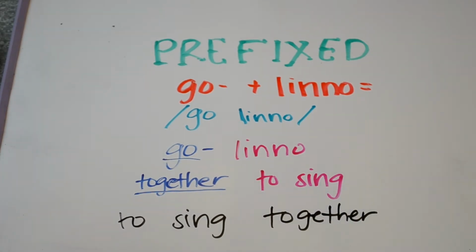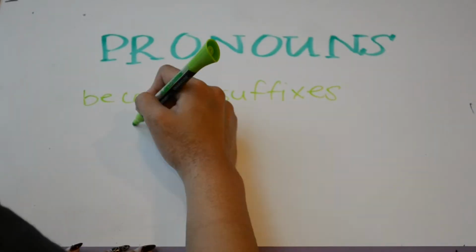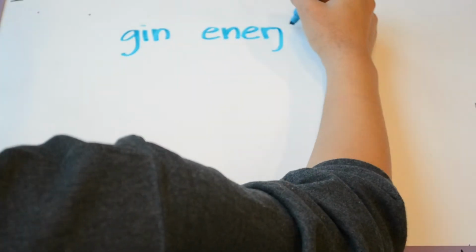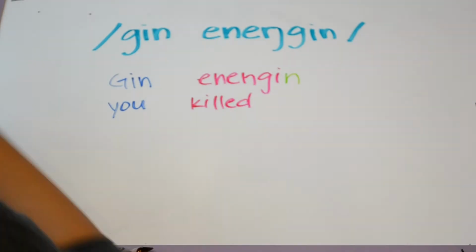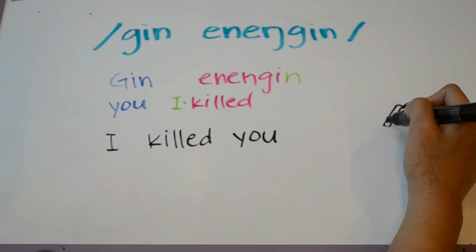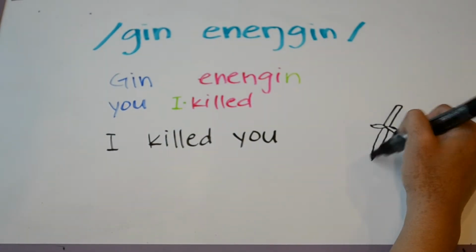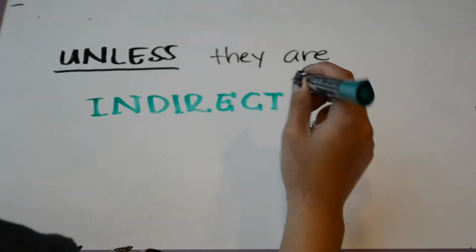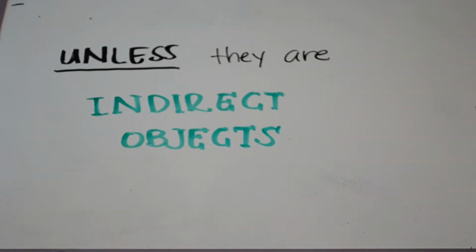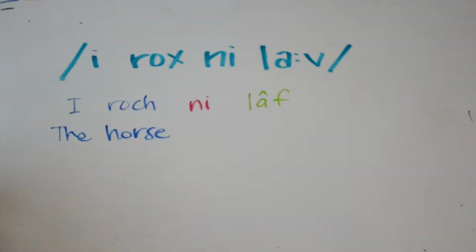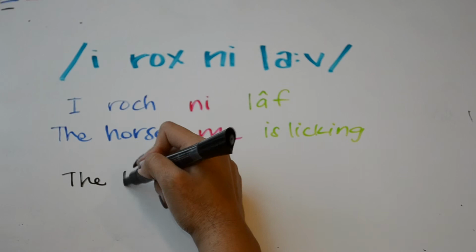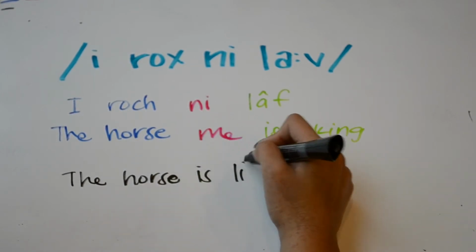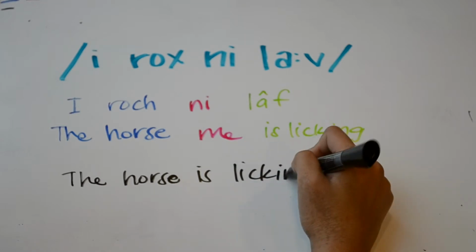Now let's take a look at something more complex, pronouns. Sometimes pronouns become suffixes added onto verbs, much like in Romance languages, such as gin, ginarin. I becomes part of killed. Except when pronouns are indirect objects, then they are treated as direct objects, like in I rosh ni laf, me is independent and is put at the end of the sentence, which is the rule for independent objects.